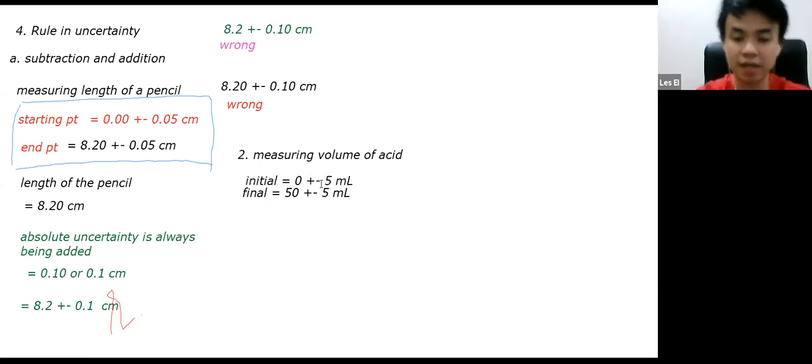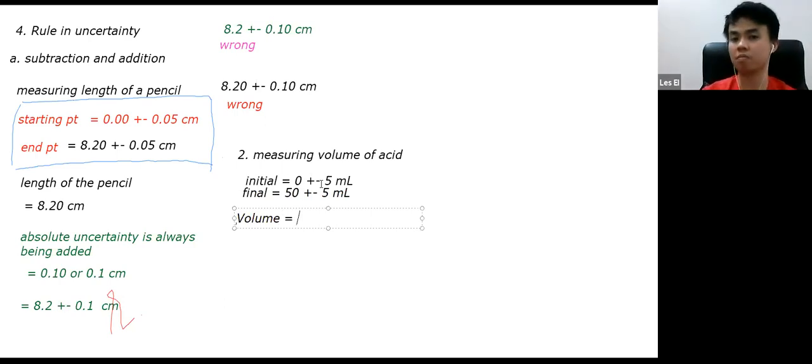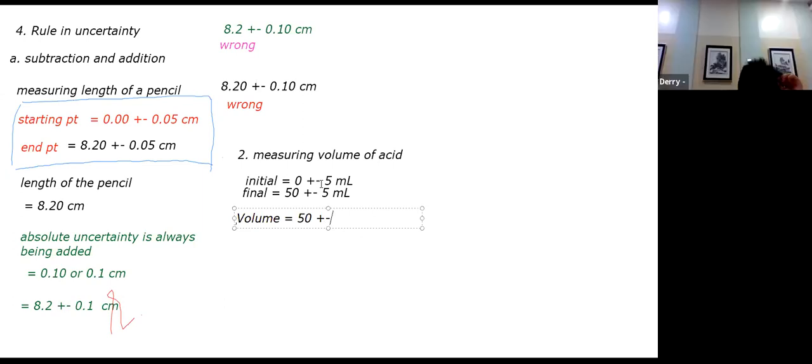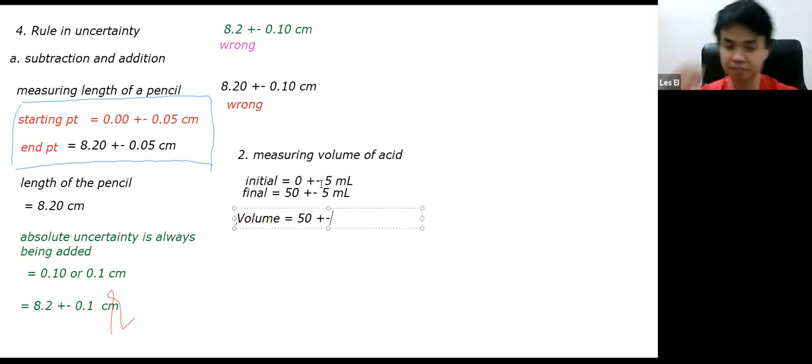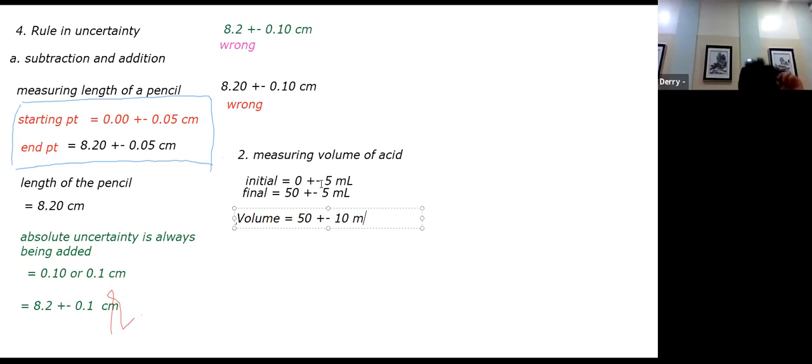So when you want to write the volume, you subtract both of these, right? You subtract both of these, isn't it? So it means still 50. But then what do you do to the absolute uncertainty? Add it. Yeah, add it. So it becomes plus minus how many milliliters? 10. 10 milliliter.